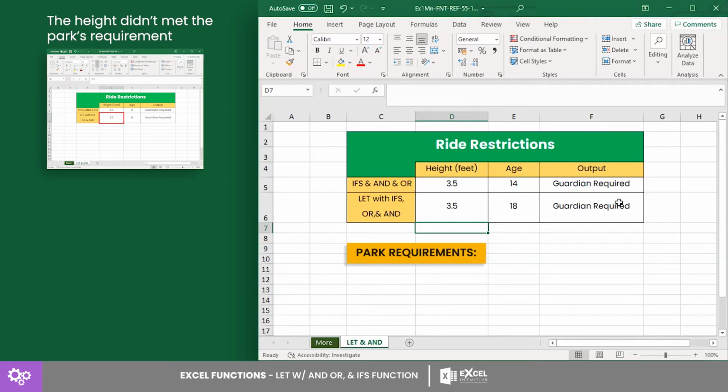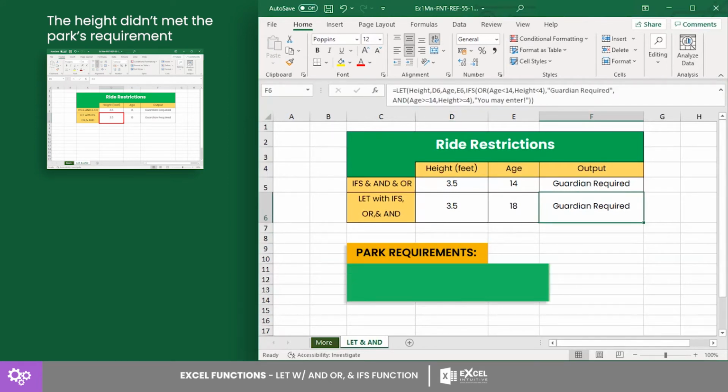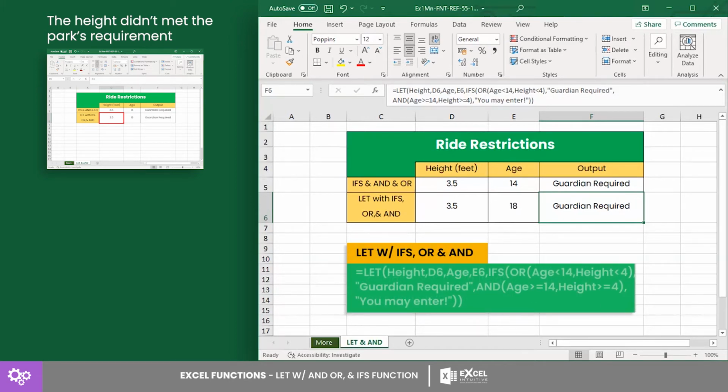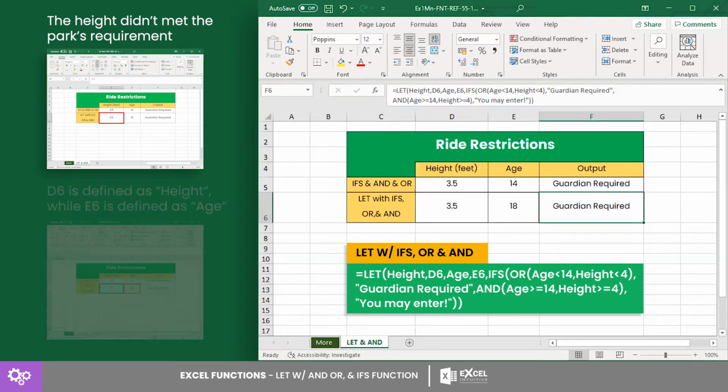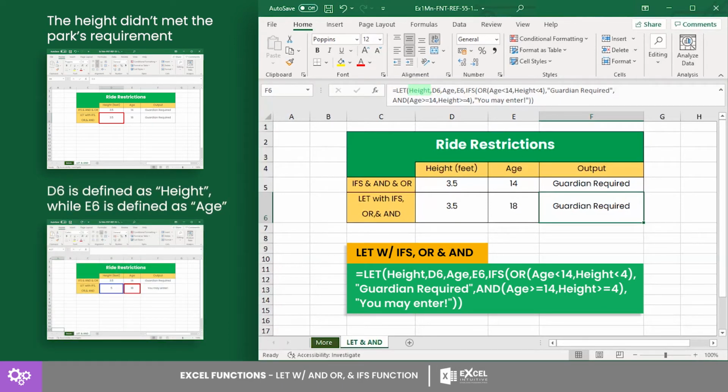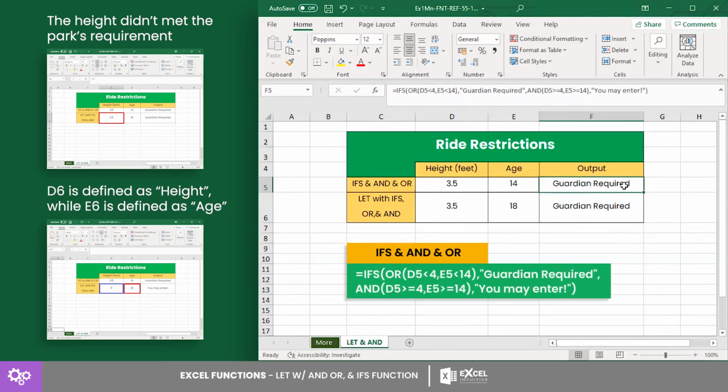The counter runs on the park's requirements that a customer must be at least 4 feet in height and must be 14 years old and above. Which is then translated to the equation, where LET defines cell D6 as height and cell E6 as age. And as follows, an IFS equation that evaluates whether both requirements are met or not.